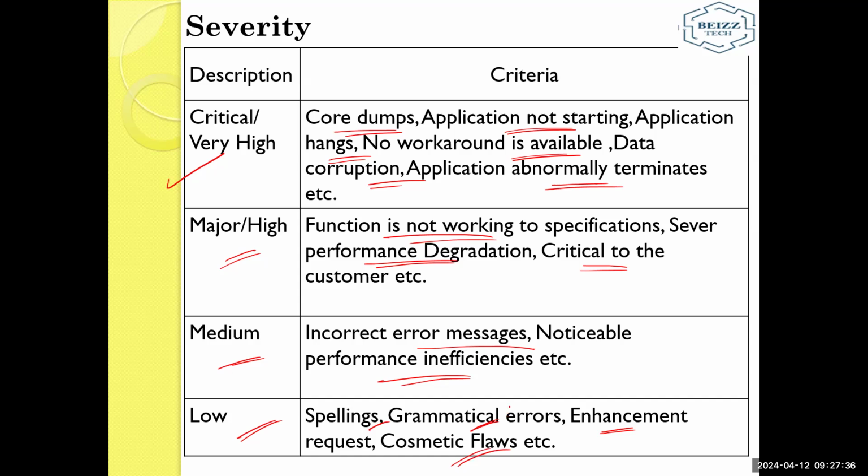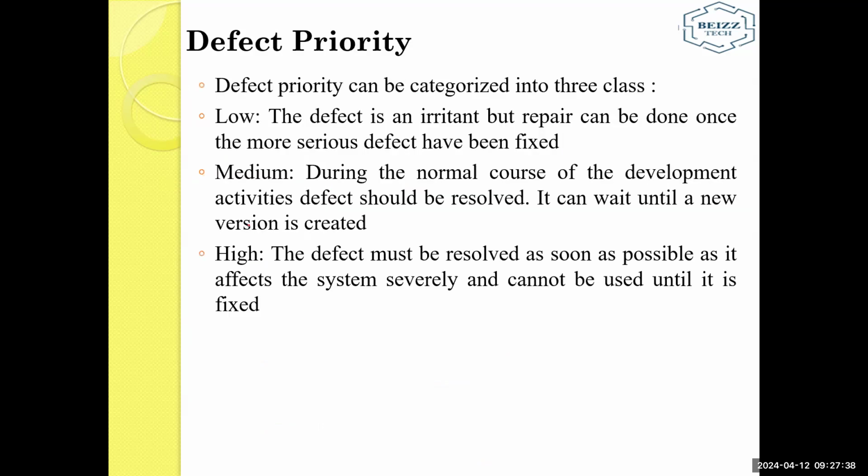Correct? And then what is a priority? It's a level where we can decide when to fix any defect. So is it immediate, we need to fix the defect, or are we going to fix it at a certain later level? That is what we need to understand. See, what does high priority mean? The defect must be resolved as soon as possible. It affects the system severely and cannot be used until it is fixed.